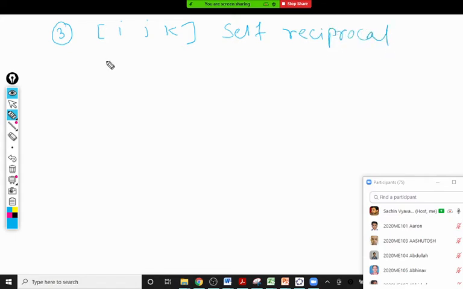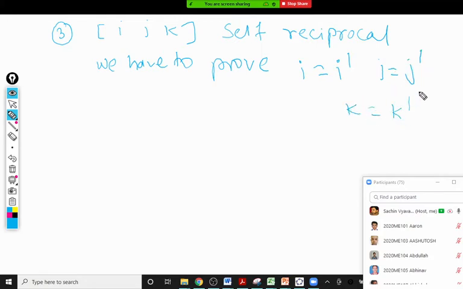That means we have to prove I is equal to I dash, J is equal to J dash, and K is equal to K dash. Throughout, if you are interested, you can use cap notation also, like I cap is equal to I cap dash, J cap is equal to J cap dash, K cap equal to K cap dash. Without cap notation or with cap notation, it doesn't matter. Your choice, you can write it any way. So this is the question that we have.